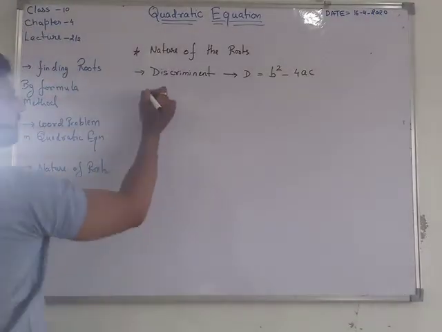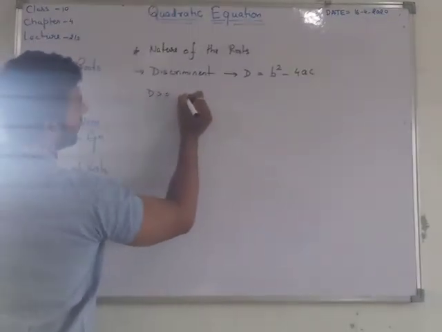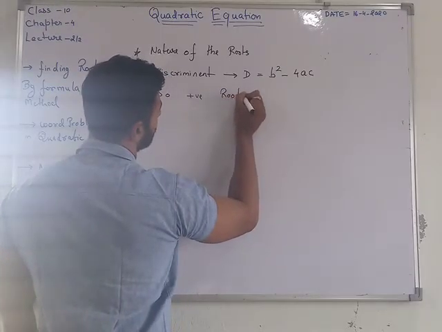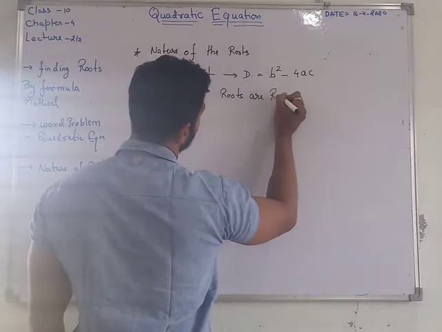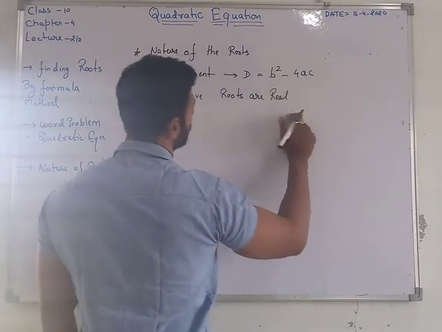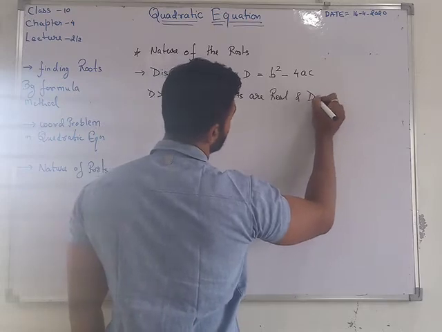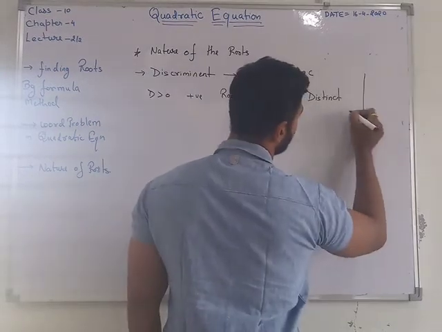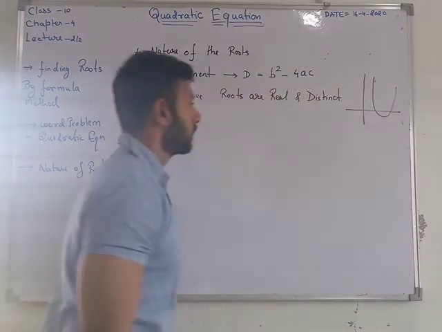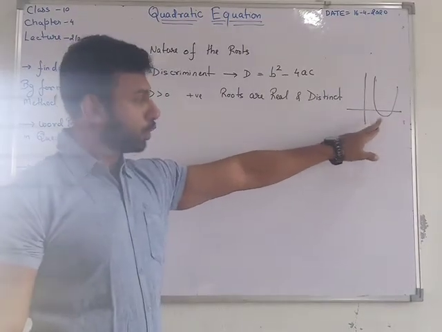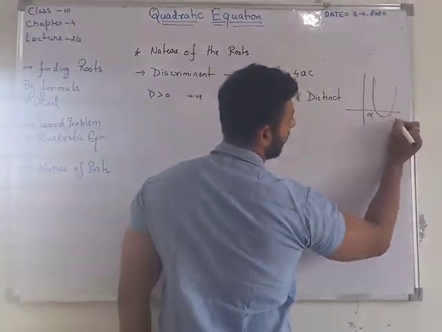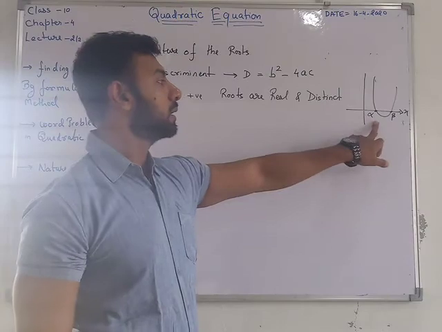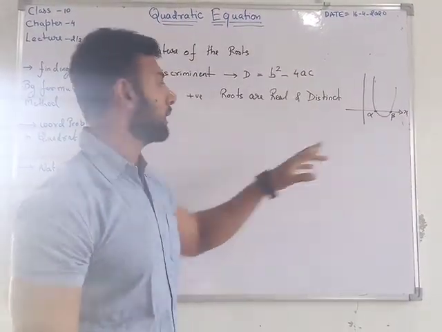Suppose we are having D greater than 0, meaning we are having a positive value, then the roots are real and distinct, and the graph will be cutting the x-axis at two distinct points, alpha and beta. This is our x-axis. The graph will be cutting the x-axis at two distinct points.